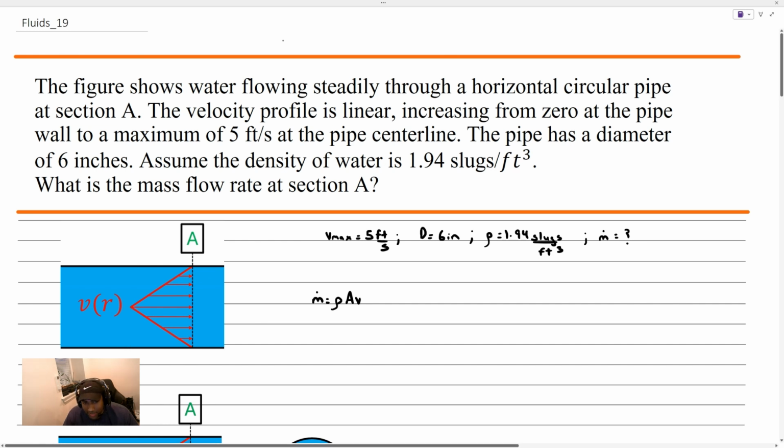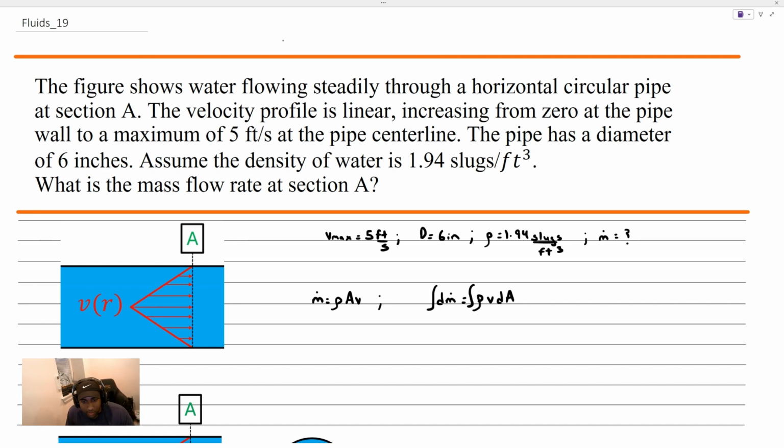So what we could do instead is compute the differential mass flow rate, which is equal to rho times V times dA. And what we would do is integrate both sides of this.